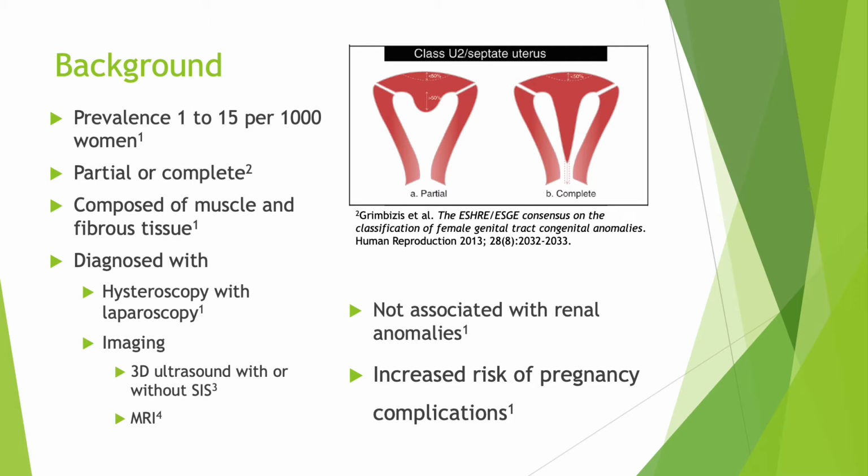Septate uteri are not associated with renal anomalies, but are associated with pregnancy complications including spontaneous abortion, malpresentation, intrauterine growth restriction, placental abruption, and perinatal mortality. A septate uterus does not increase the risk of infertility, but pregnancy rates are improved following resection in women who present with infertility. Some gynecologic procedures are more challenging or contraindicated in women with uterine septum, including non-resectoscopic endometrial ablation and insertion of intrauterine devices.